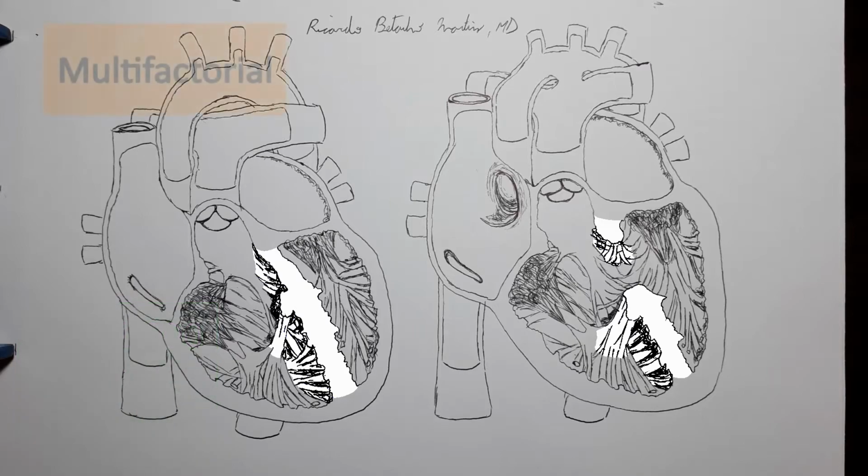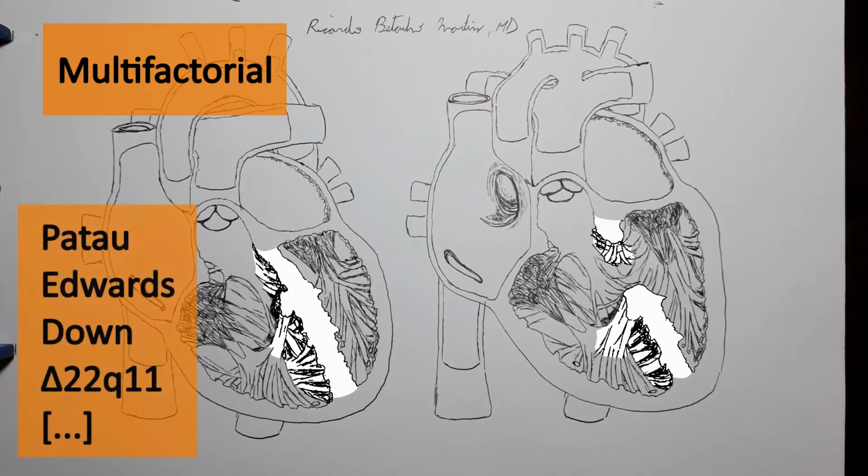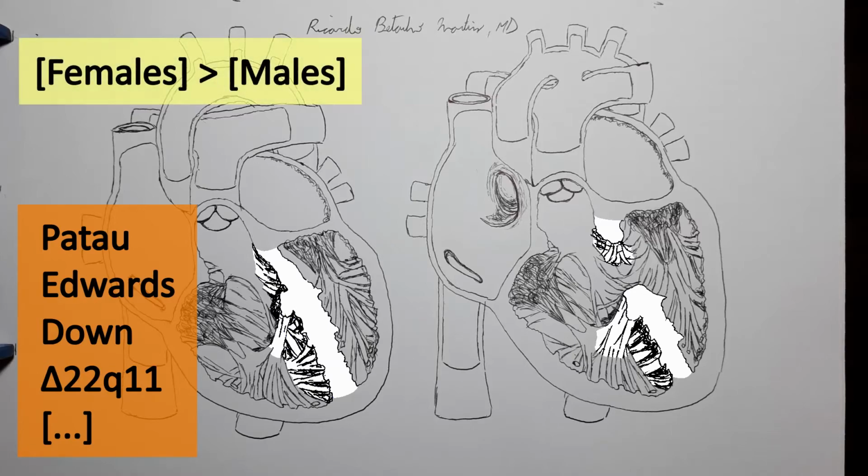VSD inheritance is multifactorial, meaning influenced by genetics but not completely determined by them, and it's very prevalent in Patau, Edwards, and Down trisomies, 22q11 deletion syndromes, and also in some other less famous deletions. It's slightly more common in females.